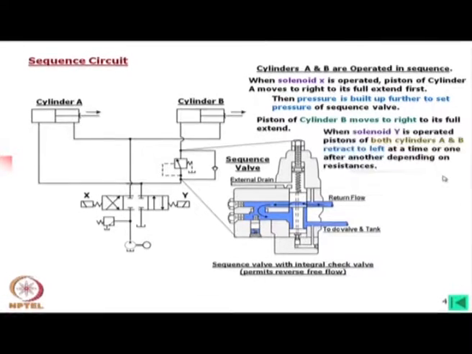Okay. Then when solenoid Y is operated, that means we are allowing oil in the opposite side, then both cylinders A and B retract to the left at a time or one after another depending on resistance. It might be some residual load is there. If they are perfectly all right, they can return at a time, or depending on the resistance one will return after the other. In that case, the oil is going back through this one, where almost no resistance is there.